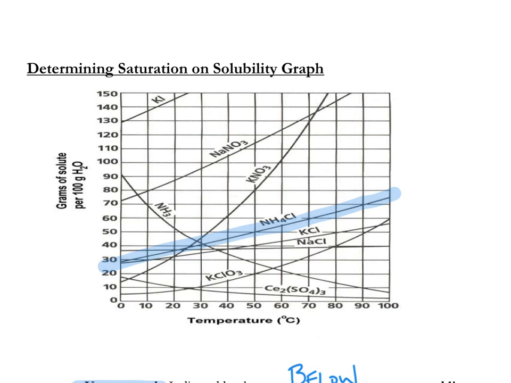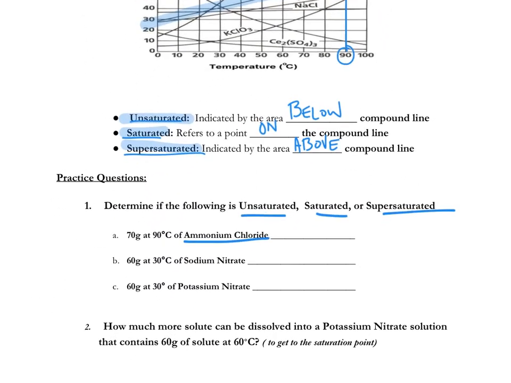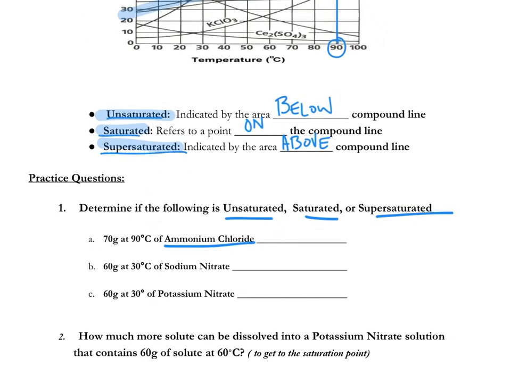So I'm going to come across the x-axis and find 90 degrees. There's 90 degrees. Okay, so 90 degrees and 70 grams. So 70 grams is up here. Now I need to figure out where 70 grams and 90 degrees intersect. So if I go across here, 70, and up at 90, I notice that this is where they intersect. And they intersect on the line of ammonium chloride. So if it intersects on the line, then that's telling me that it is a saturated solution.